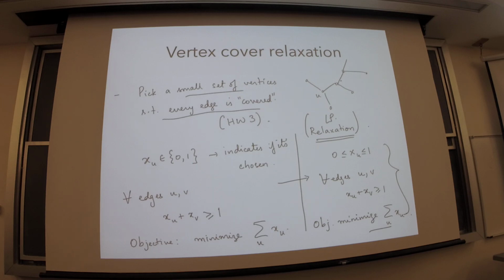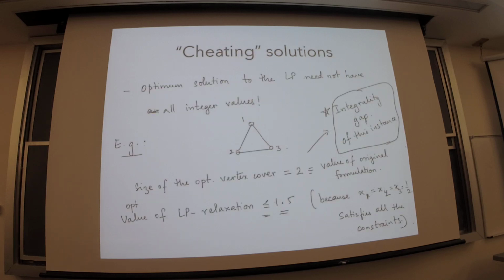Yeah, so this is an important point. Is it clear what he was just asking? Why did I write less than or equal to 1.5? Because I did not prove to you that there is no better solution than all half.